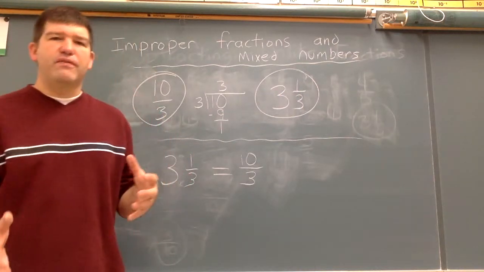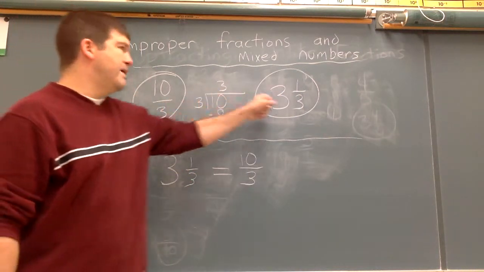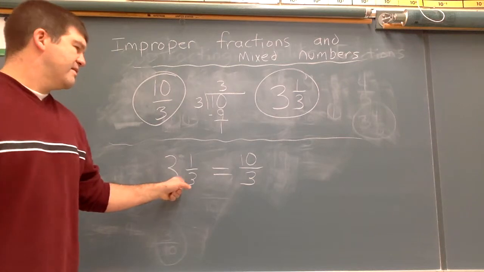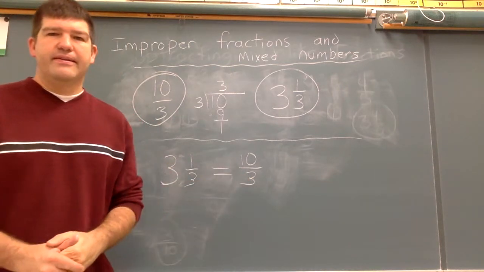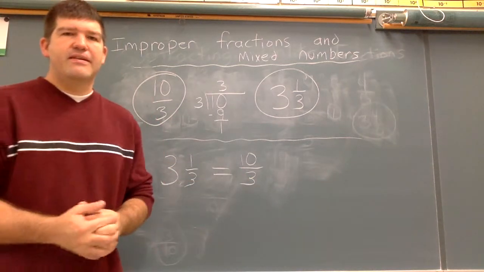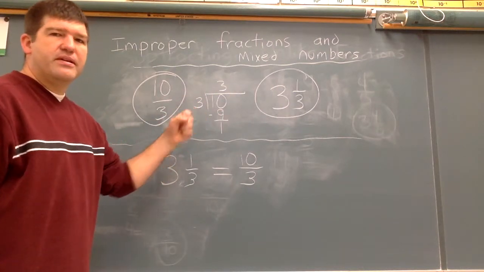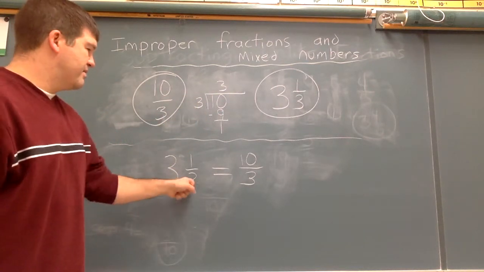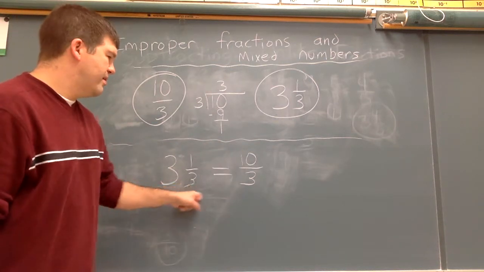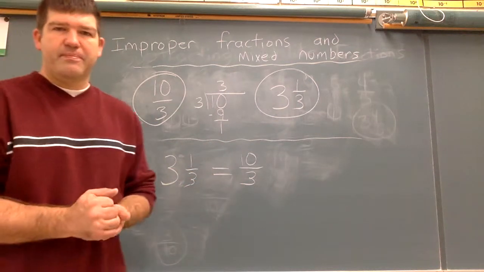You can go back and forth from improper to mixed, and from mixed to improper. And it's just a simple process that you either do from division or you take away whole numbers. And on this one, you times those, add that, you get your top number, and your denominator stays the same. All right.